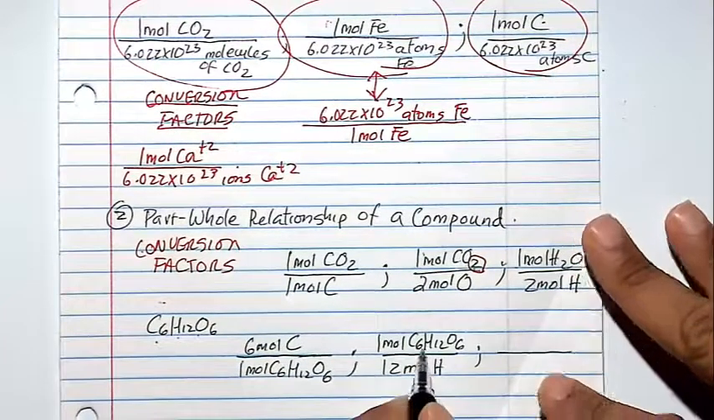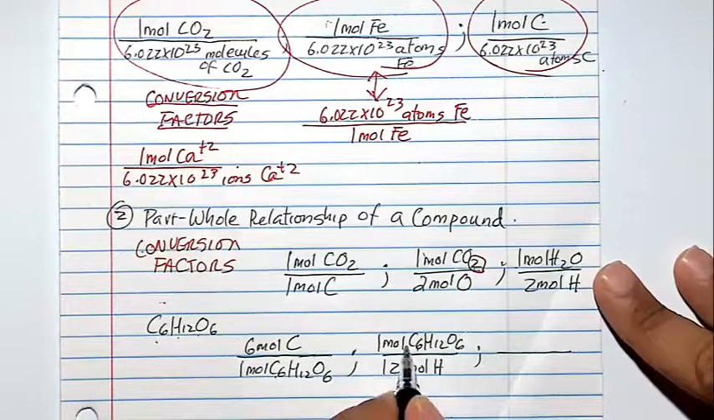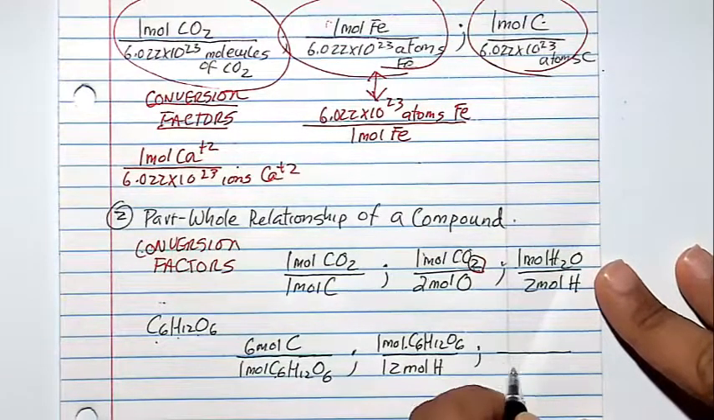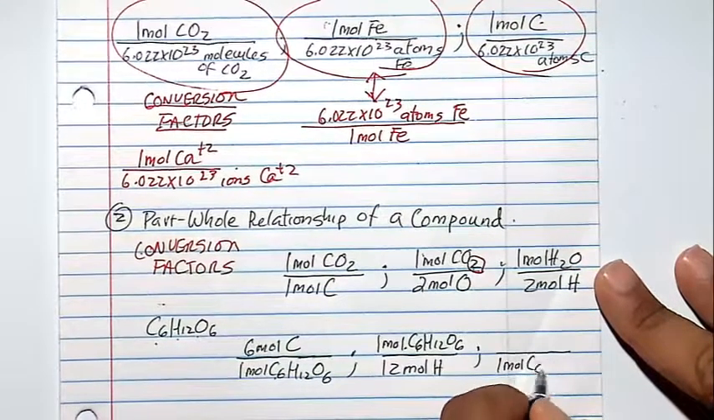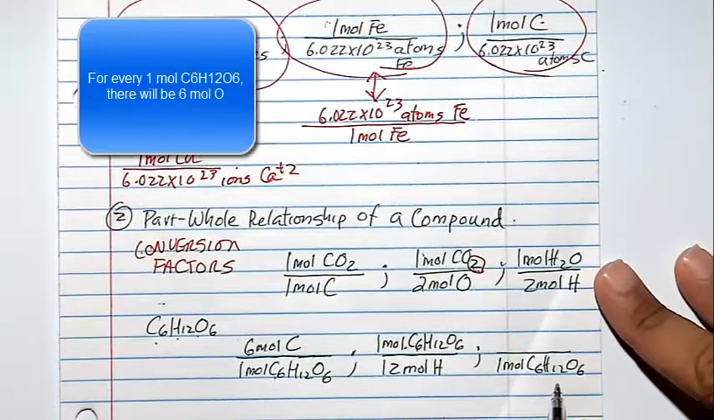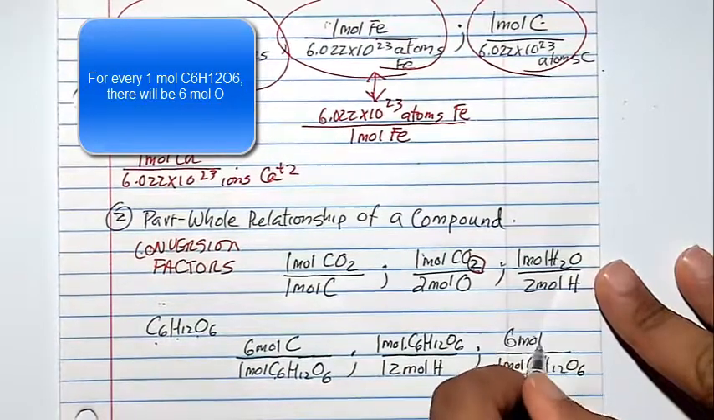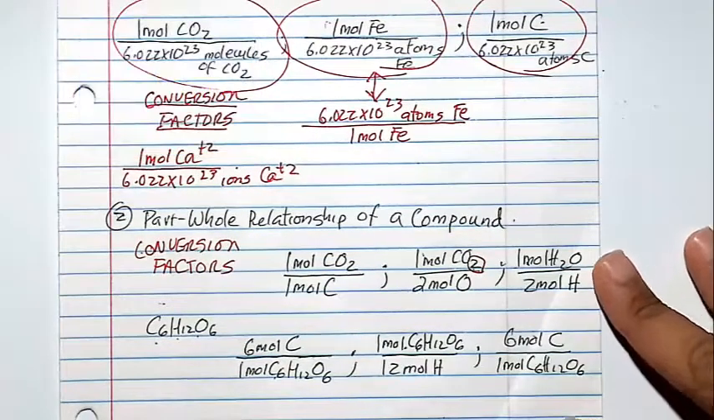And I'll follow this rule and have the glucose molecule in the denominator. Every 1 mole of C6H12O6 glucose, I can have 6 moles of carbon. So that's the part-whole relationship.